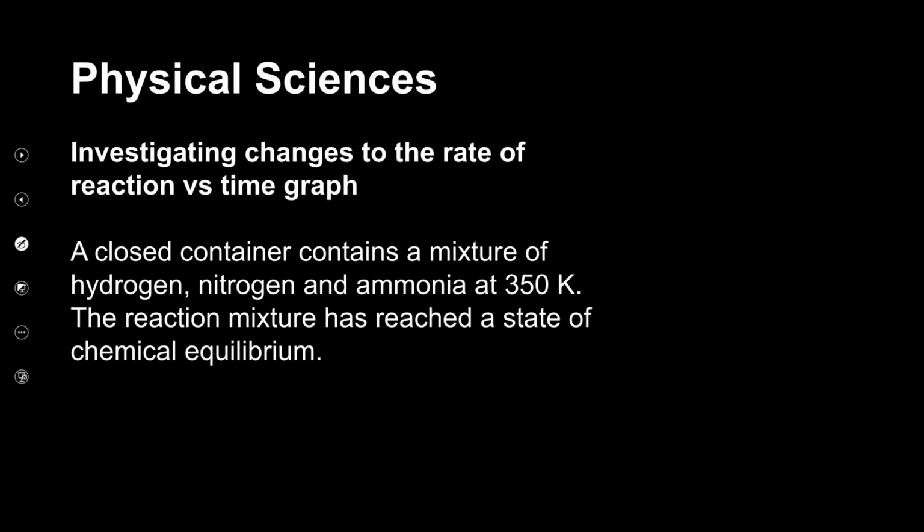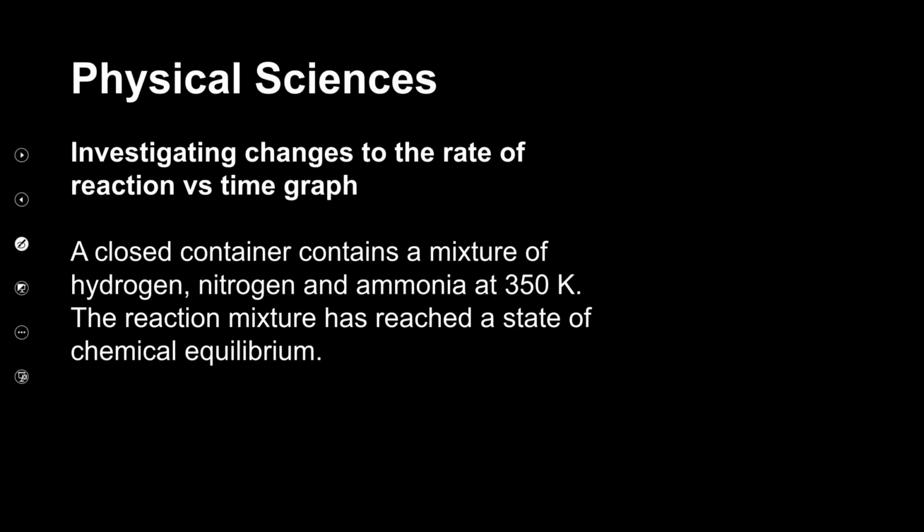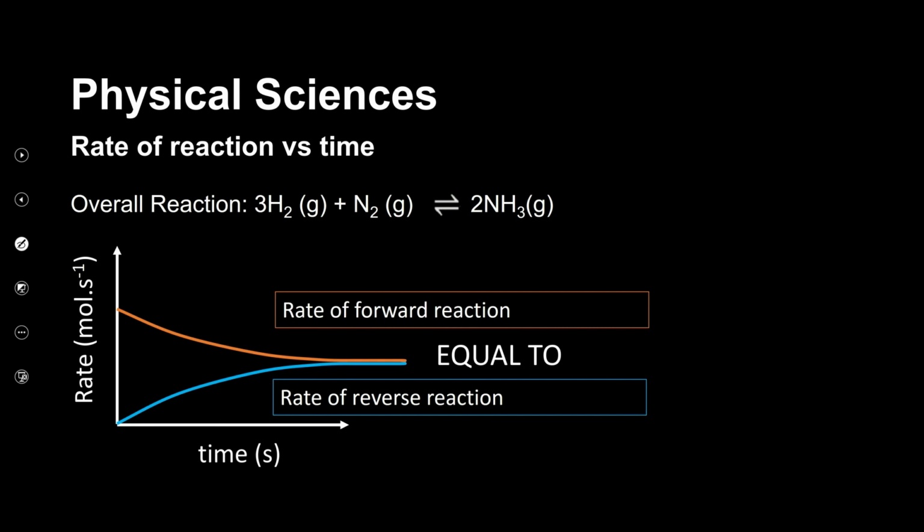Now we're going to investigate the same reaction of nitrogen, hydrogen and ammonia, where ammonia is being produced at a temperature of 350 Kelvin. The system is in chemical equilibrium, and now what we need to remember from rate of reaction graphs is, we've dealt with this graph a little earlier, that we said in the beginning it will be fast, then become a bit slower, until a point where the rate of our forward reaction is equal to the rate of the reverse reaction. At this point, the system is at chemical equilibrium.